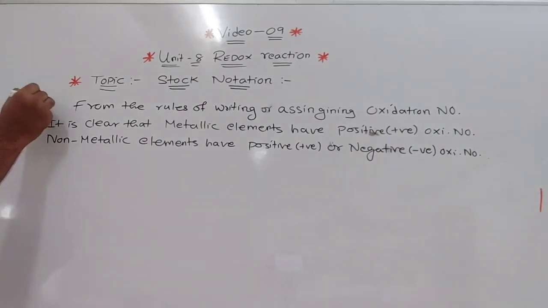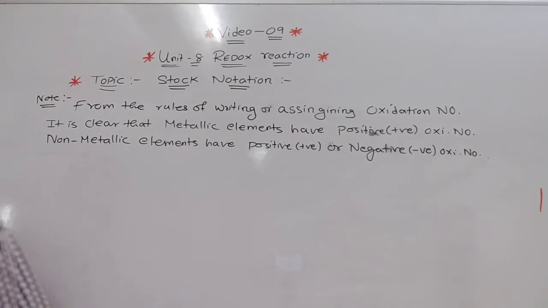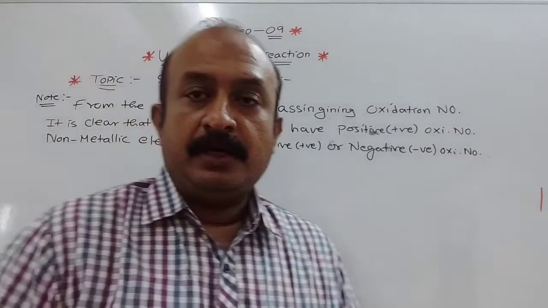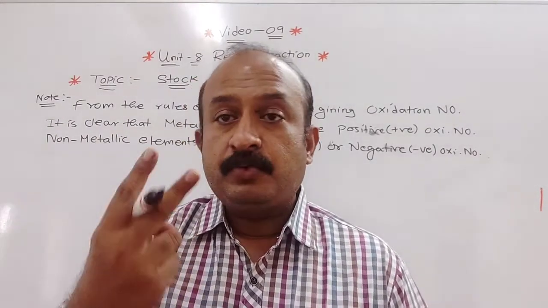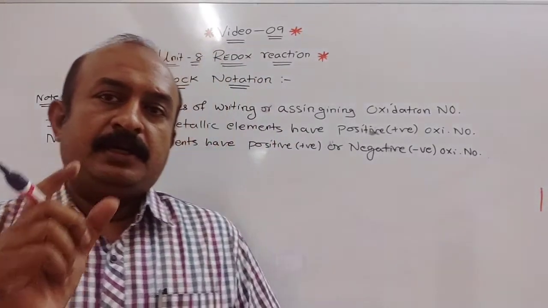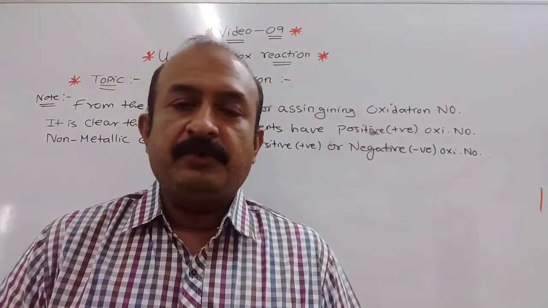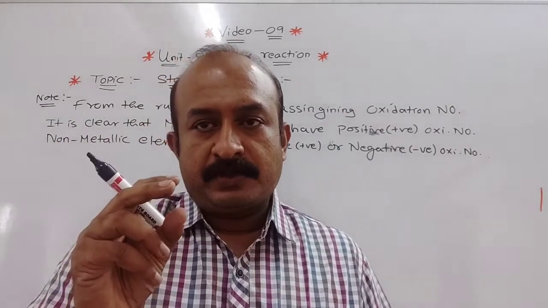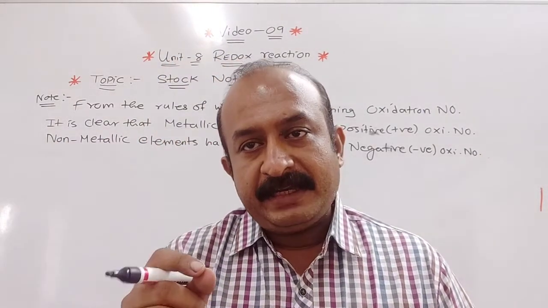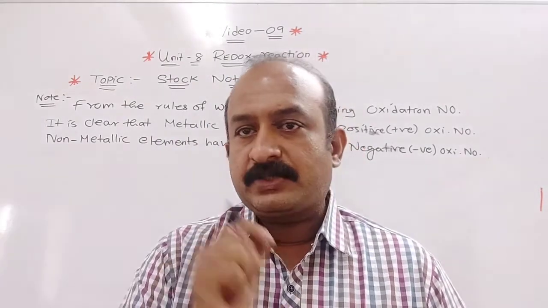Now, when we talk about Stock notation, it is actually the oxidation number of a metal. If two metals are there in one compound, then you have to choose the metal whose oxidation numbers are more than one. I will give one example so it will be clear. But in simple words, Stock notation is assigning the oxidation number to the metal element or metal atom. Understood? That is Stock notation.